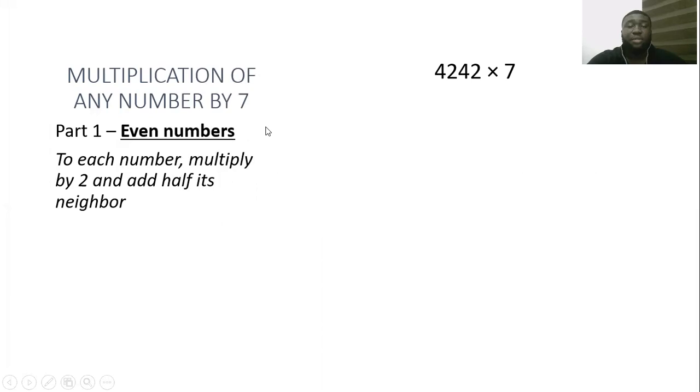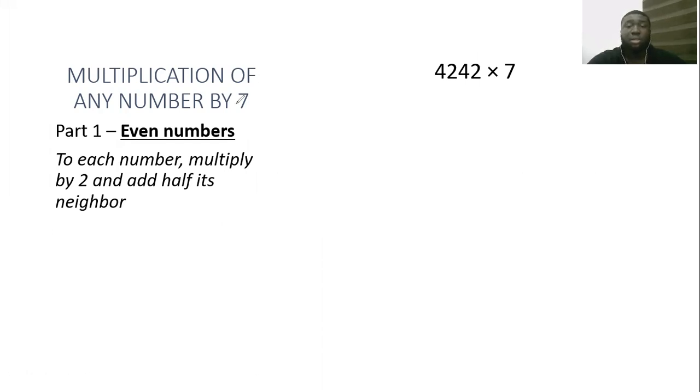All right, so let's look at the first example. We have in this example four numbers. In this part one, we're looking at strictly even numbers. I like to divide it into two parts because I think that since the even numbers are easier to do first, we should learn them first. Because we don't need to add any 5, we just need to multiply first and then add half of its neighbor.